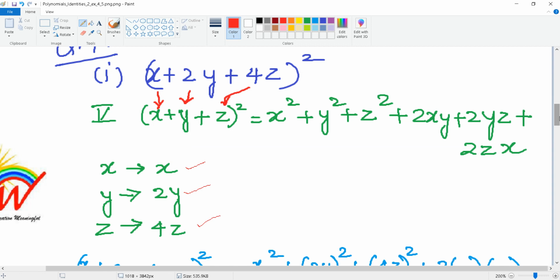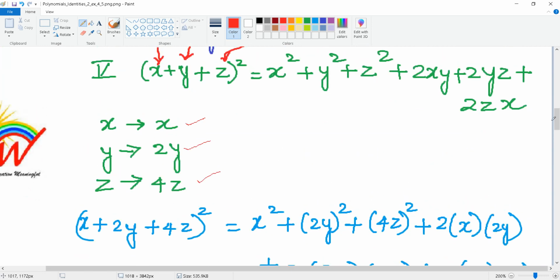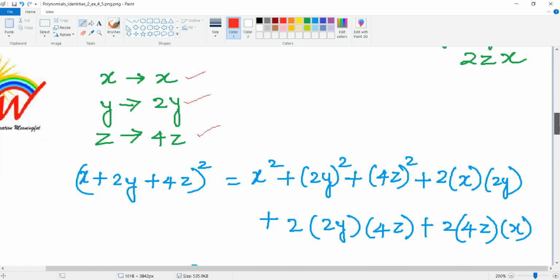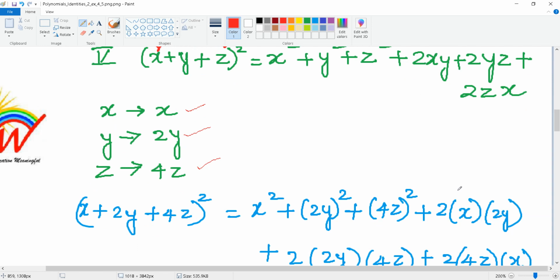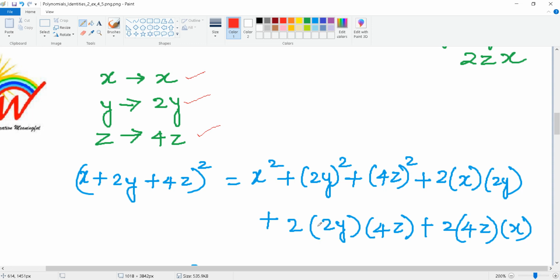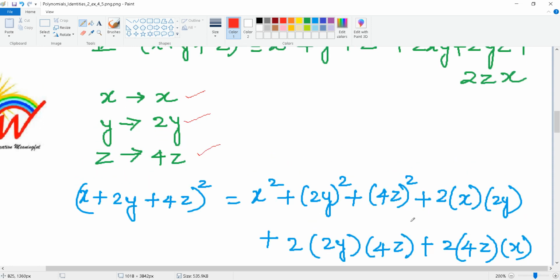So wherever you have x in the formula, see, this is the formula, right? Wherever you have the x, you are going to put x itself. Wherever you have y, you are going to substitute 2y, like how I have substituted. And wherever you have z, you are going to put 4z, okay? So x square will remain as x square, y square will become 2y the whole square, z square will become 4z the whole square, plus 2 times x is x itself, y is 2y, plus again 2 times y is 2y, z is 4z, plus 2 times z is 4z and x is x itself. Okay, so now let's solve this.